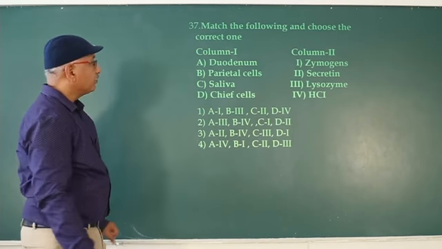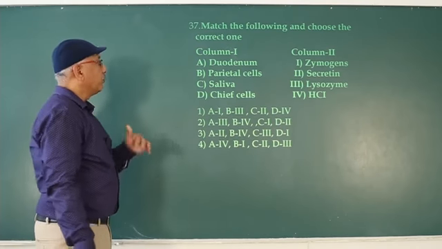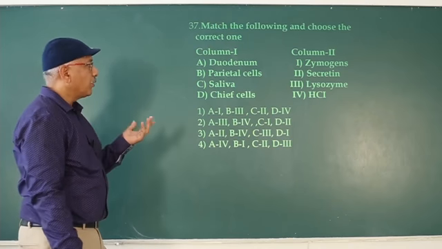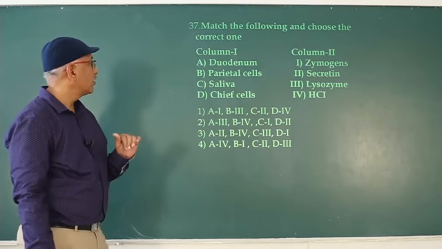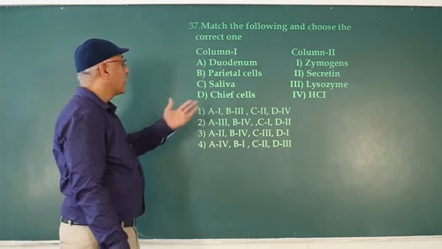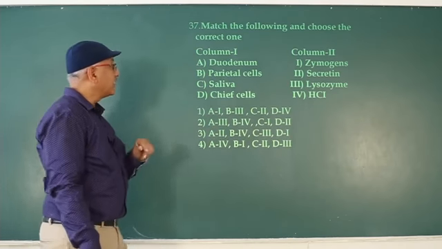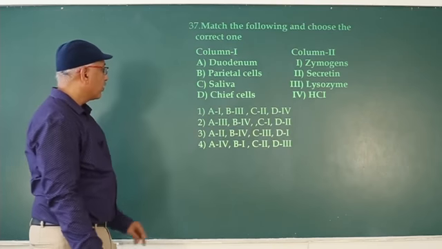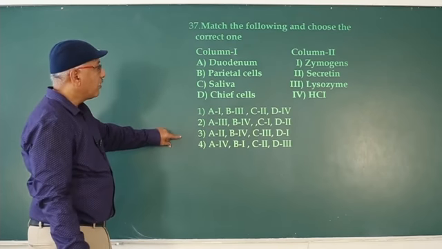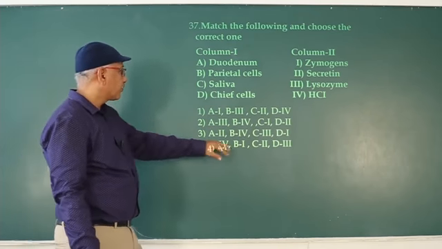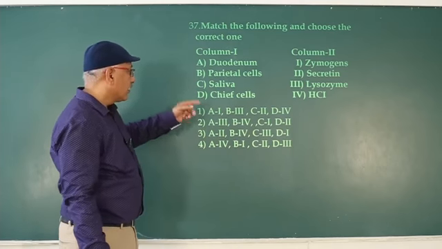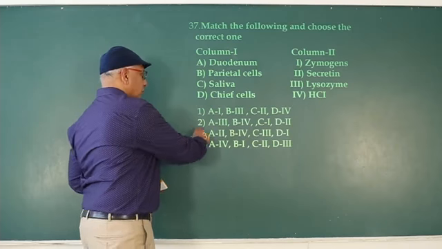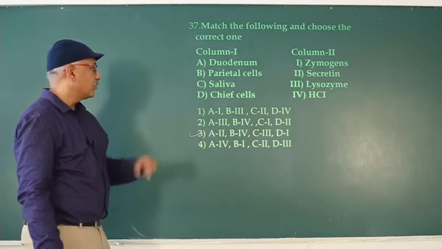Match the following: duodenum, parietal cells, saliva, chief cells. Parietal cells: HCl. That is B4. Next one, saliva: lysozymes. So that is 3. Next one, chief cells: zymogen.